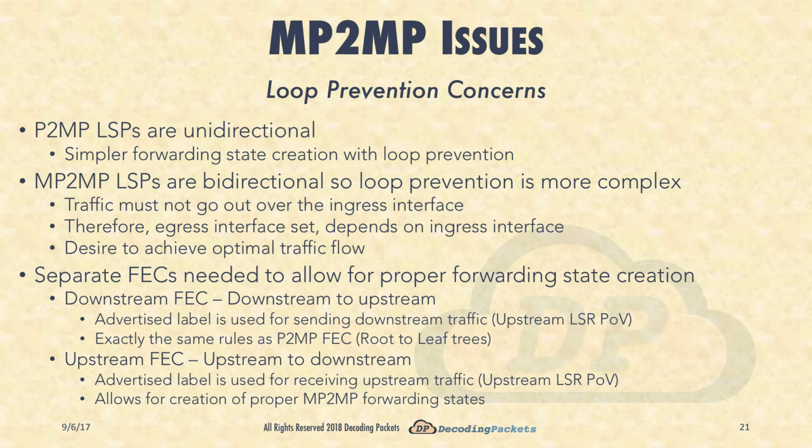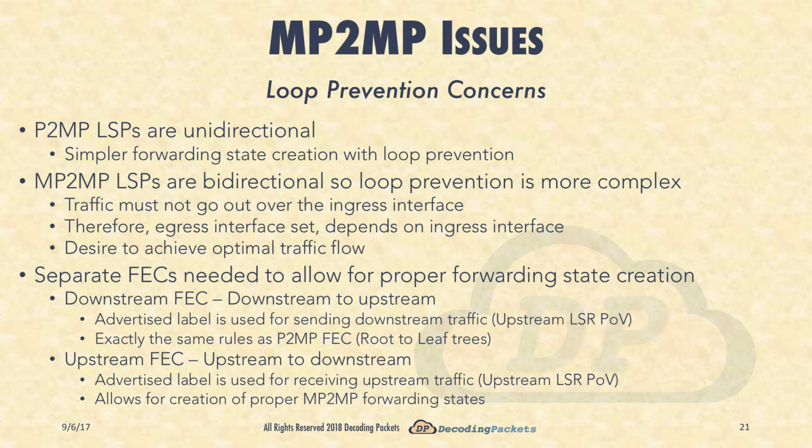So at its very basic, any replicating LSR, for loop prevention, has to be keenly aware of the ingress interface at all times. Once that interface has been identified, then the traffic from that interface may be replicated safely to all of the other interfaces that are part of the LSP, but it can never be sent back on the ingress interface. That's how we prevent loops.